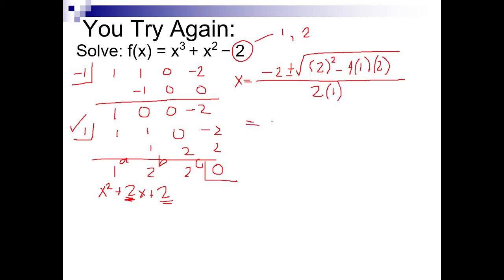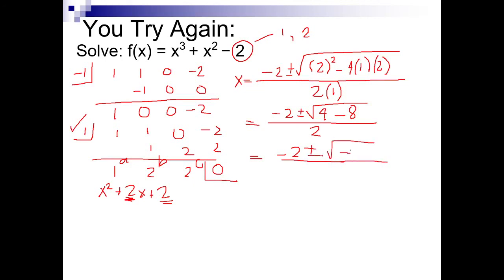Okay, let's simplify everything. This is now negative 2 plus minus the square root of how much? 4 minus 8 all over 2, right? And this becomes negative 2 plus minus, what's 4 minus 8? Negative 4 all over 2. Now, my question here, section Ruby. What is the square root of negative 4? Very good. You still remember 2i.